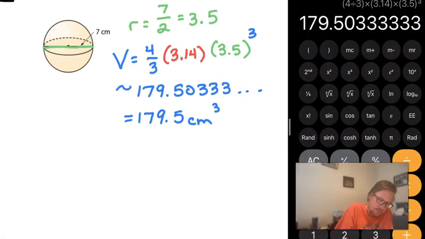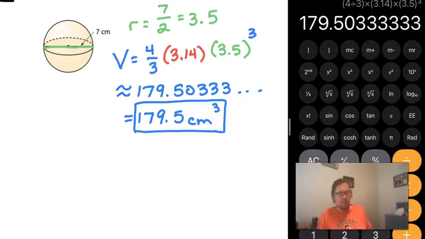approximately here. If you're wondering why I'm not doing approximately on the answer, it's because the problem tells me to round the answer. So I'm giving the problem exactly what it wants. It wants 179.5, but I want to put approximately on what I'm writing from the calculator because I'm not writing exactly what the calculator's telling me. So 179.5 cubic centimeters is the volume of that sphere.